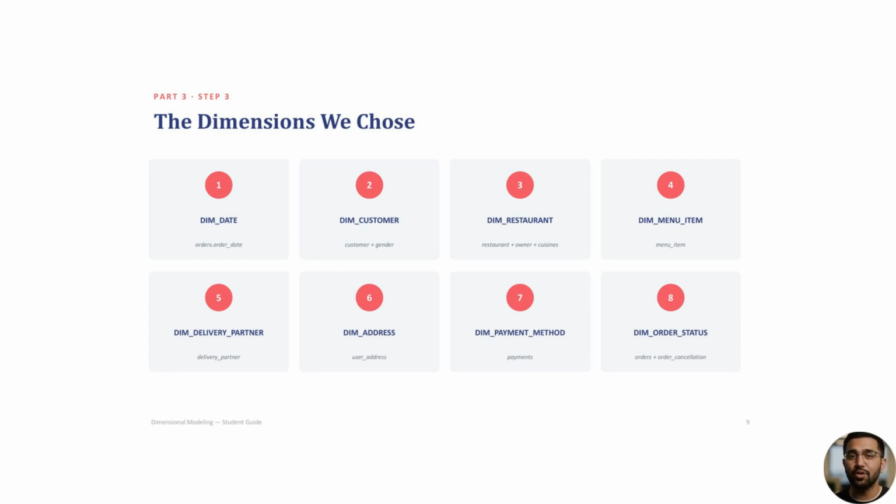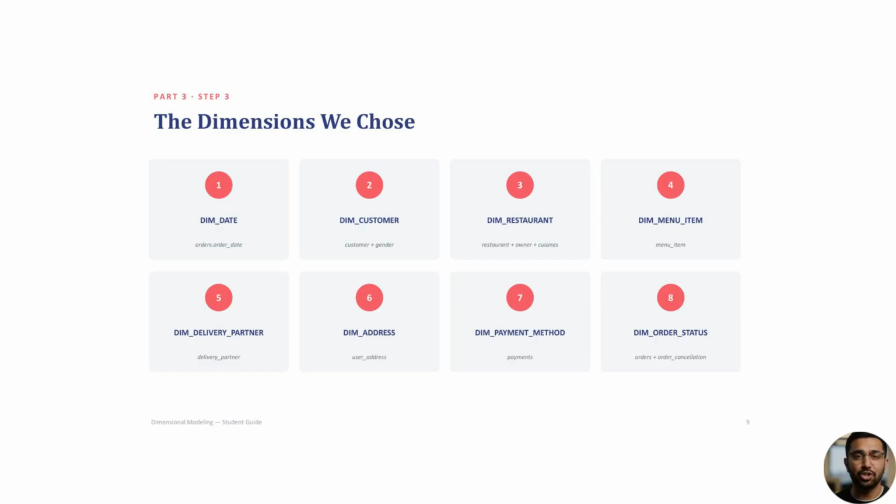Dim_delivery_partner identifies the delivery partner involved in the transaction. Dim_address records the user's address details. Dim_payment_method tracks the payment methods used.